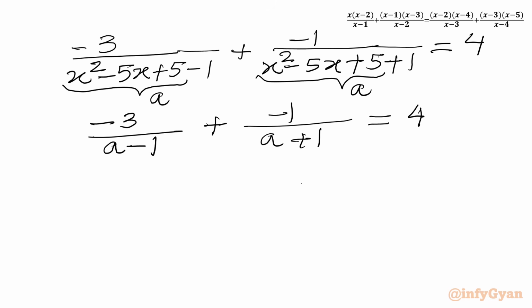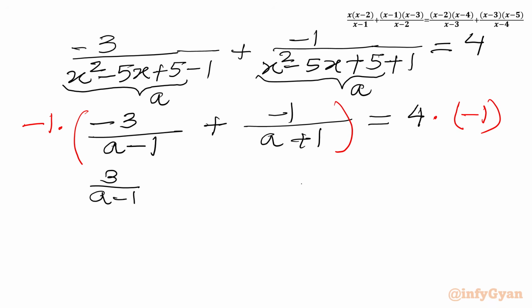Now we'll multiply both sides by negative 1. So let's multiply LHS by negative 1 and RHS by negative 1. So we will get equation, minus times minus becomes plus. So 3 over a minus 1 plus 1 over a plus 1 equal to negative 4.